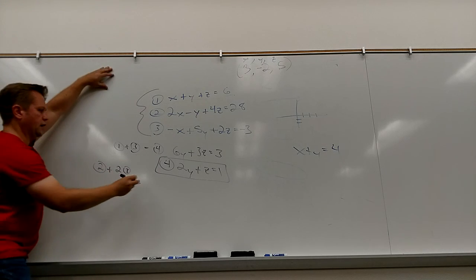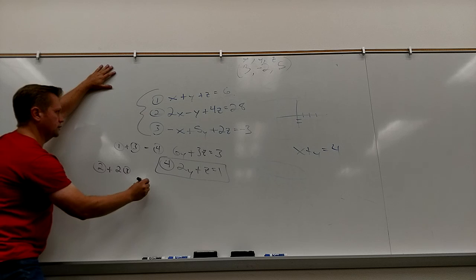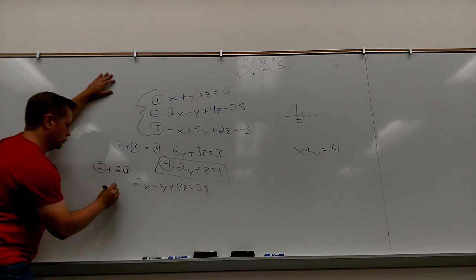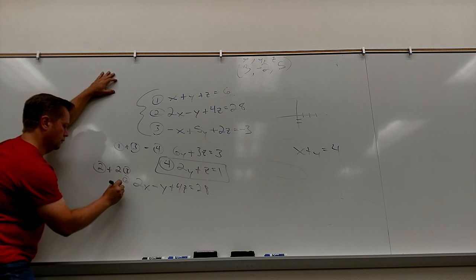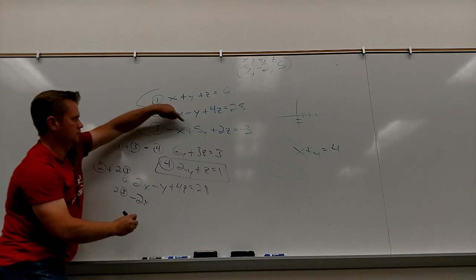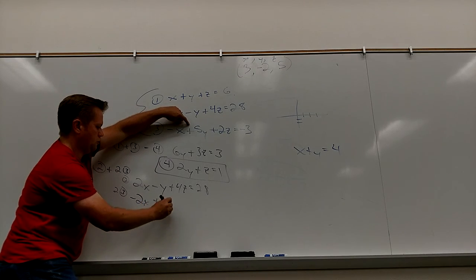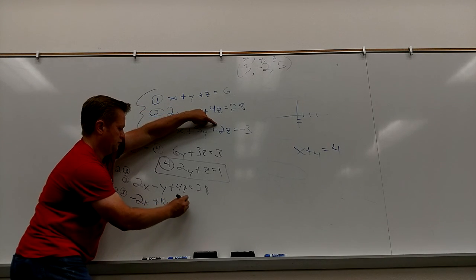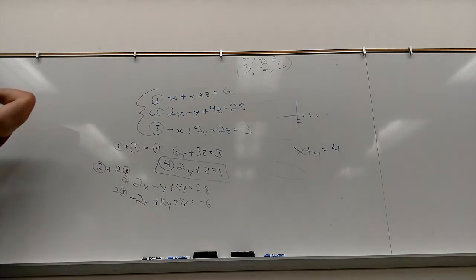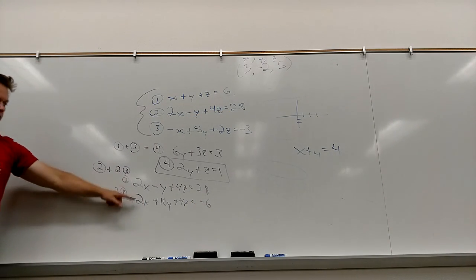All right, so let me write this out. So here's 2x minus y plus 4z equals 28. Here's twice 3. Twice 3 would be negative 2x plus 10y plus 4z equals negative 6. Is that cool? Why are we multiplying by 2? Because then what happens with the x's?